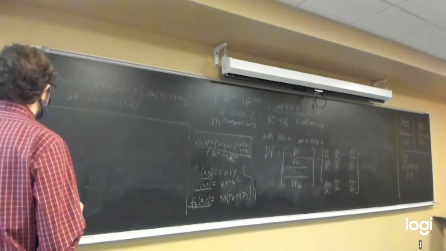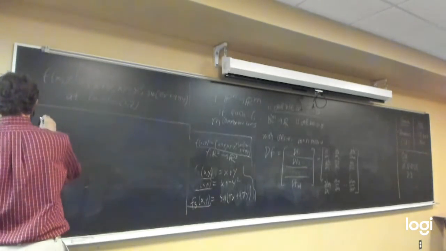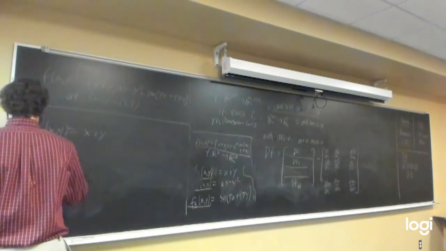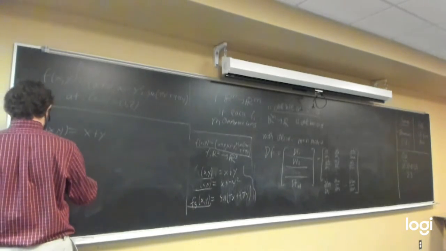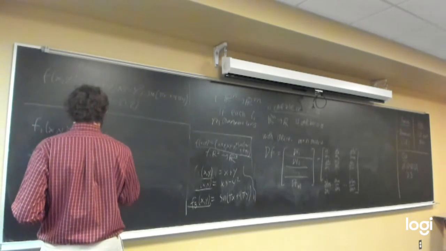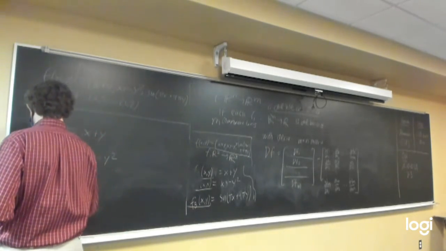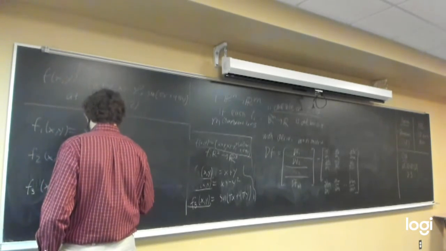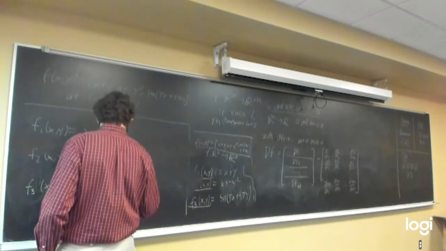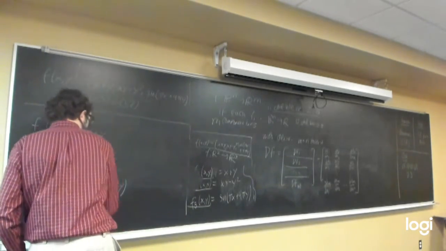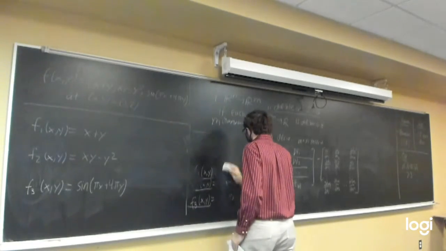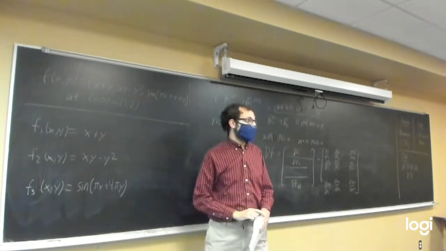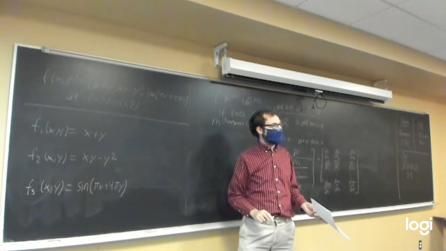So the first step is we need our component functions, same ones we had written there. So f1 of x comma y is x plus y. Second component function, f2 of xy, going to be equal to xy minus y squared. And our third component function is f3 of xy, which is sine of pi x plus 4 pi y. And now, we're going to make a matrix whose components are all equal to the partial derivatives of f1, f2, and f3, respectively.